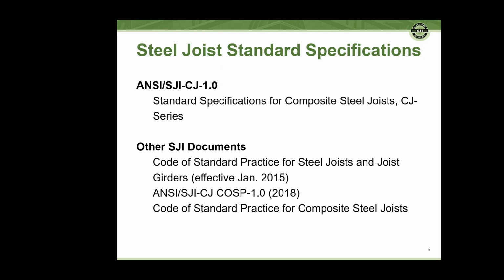There's a companion specification that is specific to composite steel joists, known as the CJ Series, and that's published separately in a catalog of its own. And then other SJI documents are the Code of Standard Practice, which supplements the SJI-100 specification, is in the 44th edition catalog, and then there's a separate Code of Standard Practice for the CJ Series that's included in that document.